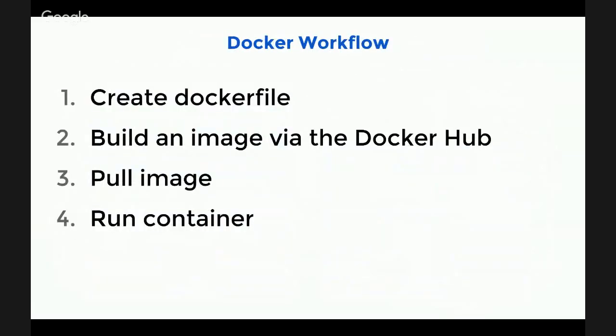So how the Docker workflow looks is, first you have to create a Docker file. I will show you on the next slide. You describe what you want to have inside of your container. Then you build an image using this Docker file by using Docker Hub. Then you go to the server and pull the image from Docker Hub, and you use this image to run the container. So think of an image as a representation of the container for distribution.